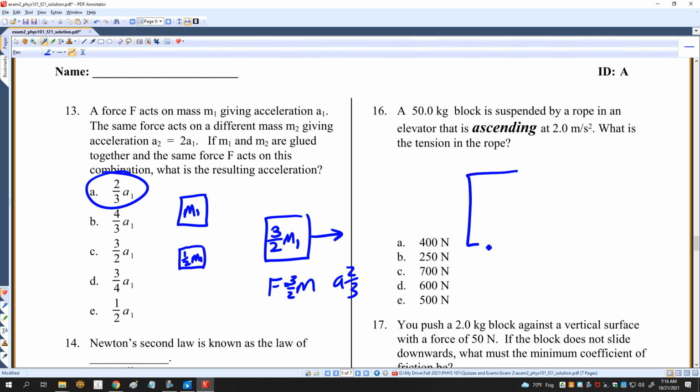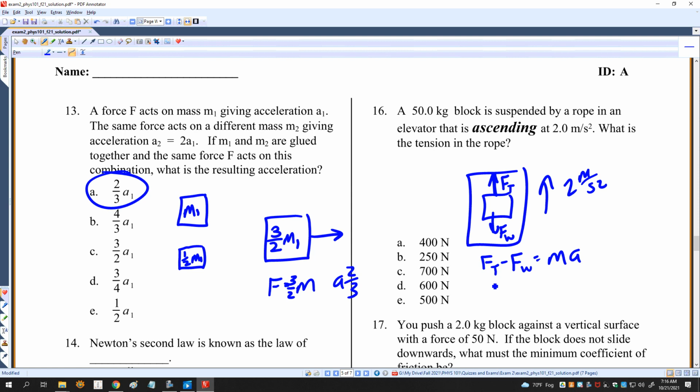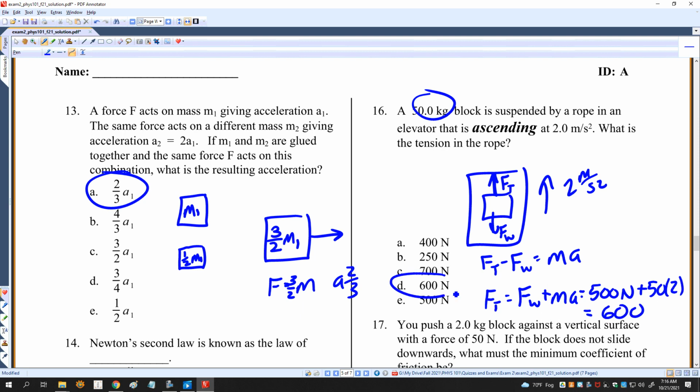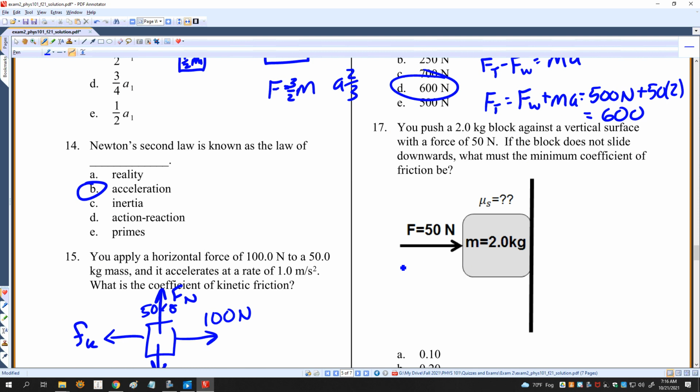Okay, a 50 kilogram block is suspended by a rope. It's ascending at 2 meters per second squared. I can draw my forces here. I have a force tension and a force weight. Ft minus Fw is equal to m times a. So I'm looking for Ft. That's going to be equal to Fw plus ma. That is 500 newtons, because it's a 50 kilogram block, plus 50 times 2. That's equal to 600 newtons. So D is the right answer.